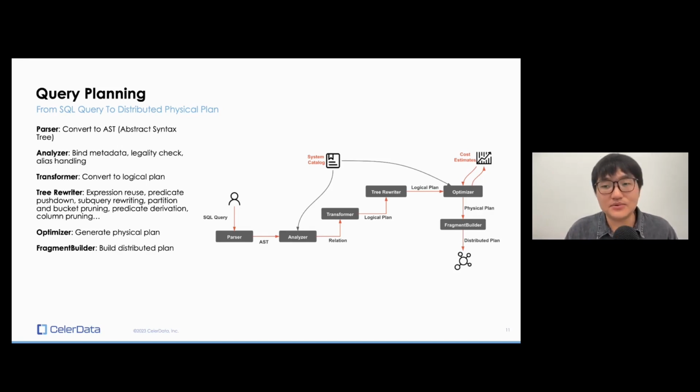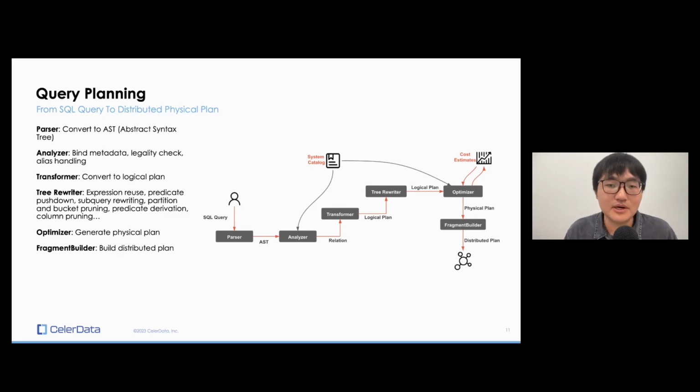And yeah, so your SQL query hits a parser, and that's being converted to an abstract syntax tree, right? And it goes into an analyzer and it binds metadata and checks if the SQL is legal and handles all the aliases, right? And then it's being transformed into a logical plan, and then further rewritten for expression reuse and predicate push down, and a lot of different things. And then it goes into the optimizer and generates a physical plan. And then the fragment builder generates a distributed plan for the execution to use, right?